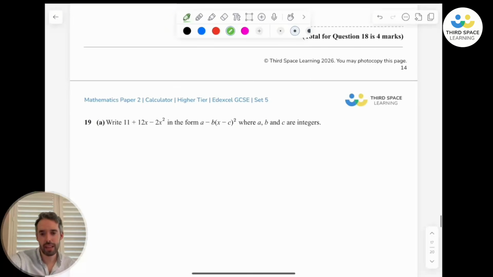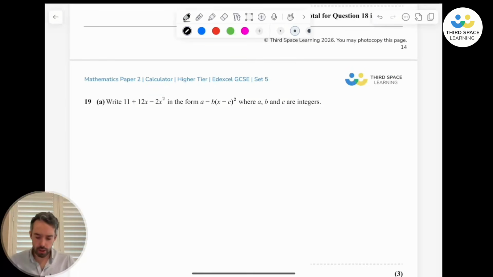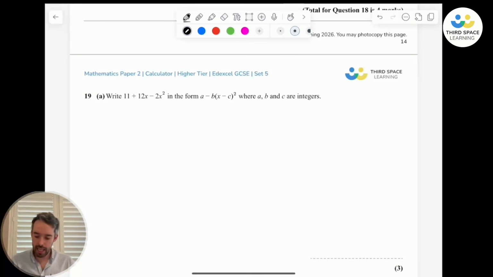Okay, let's have a look at number 19. 19 says, write 11 plus 12x minus 2x squared in this form, where a, b and c are integers. So we spot straight away this is a completing the square question. So let's do it. Lovely question, this.